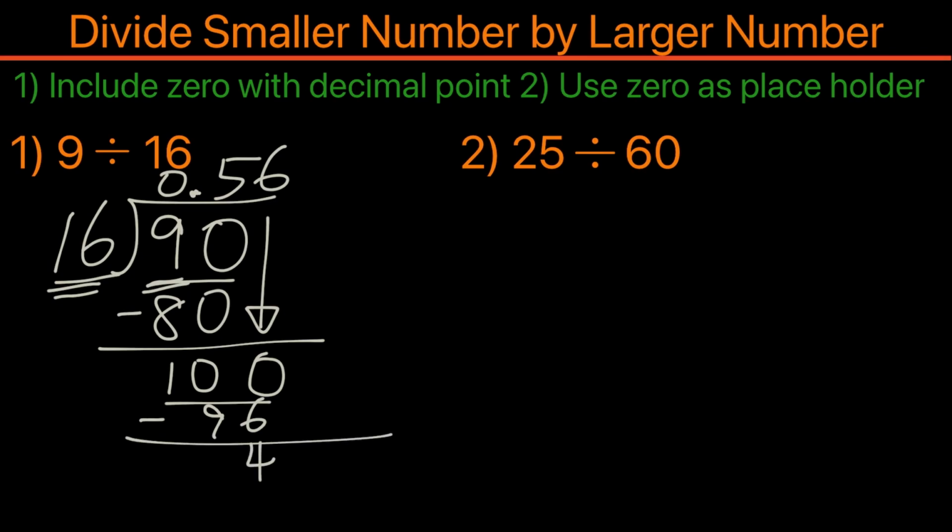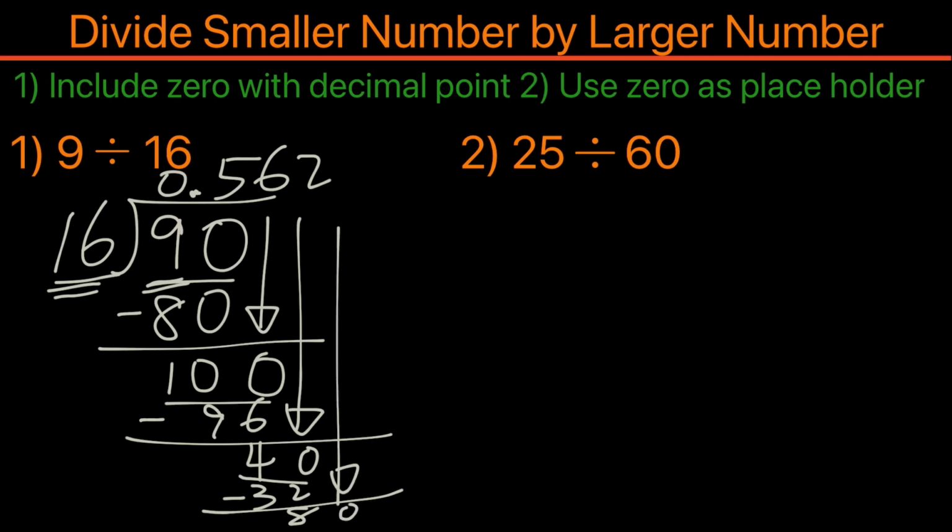Okay, so that's 4. Then we want to bring down a 0. 40 divided by 16, 2 will go into that. 16 times 2 is 32. Then we have 8. Then we bring down one more 0. 80 divided by 16, and 16 times 5 is exactly 80. Since I don't have room down here, basically 80 minus 80 is 0. So our answer would be 0.5625.